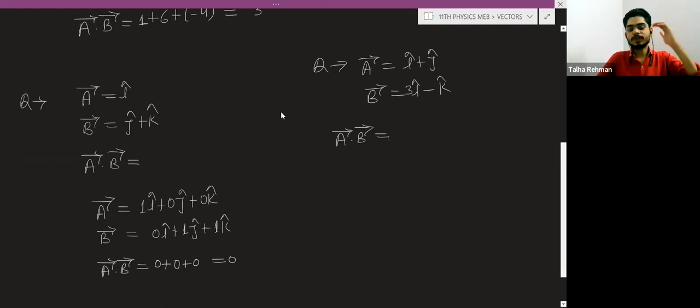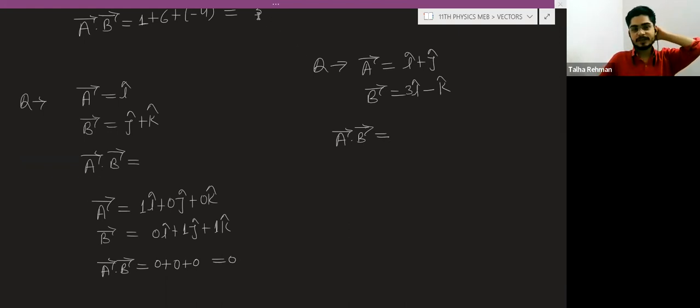The answer you have told me for the last question is a vector, not a scalar. The answer will always be a scalar for the dot product. Scalar means some value will be there.